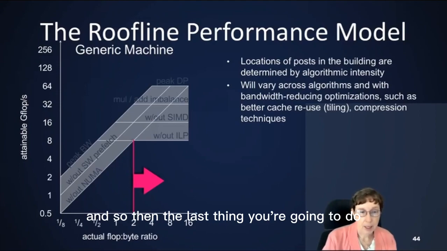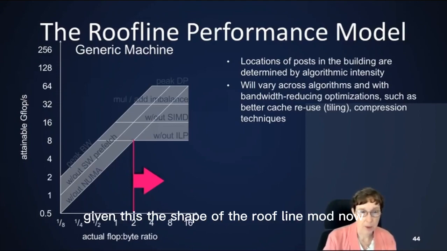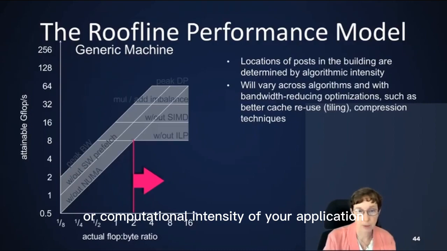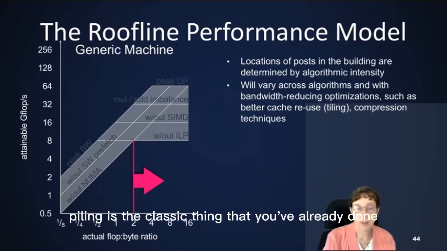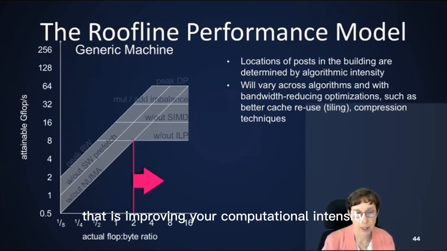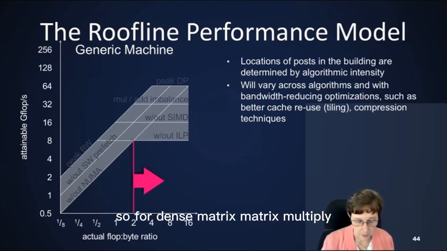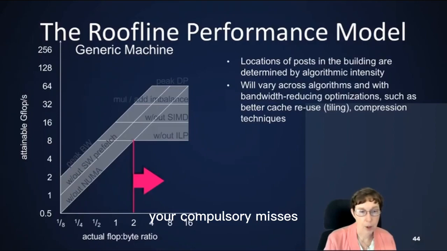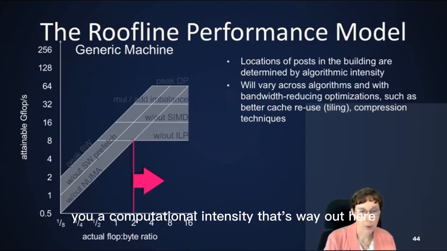And so then the last thing you're going to do, given the shape of the roofline now, is to try to see if you can improve the actual arithmetic intensity or computational intensity of your application. Tiling is the classic thing that you've already done that is improving your computational intensity. So for dense matrix multiply, which you've spent most of the time optimizing, your compulsory misses will give you a computational intensity that's way out here.